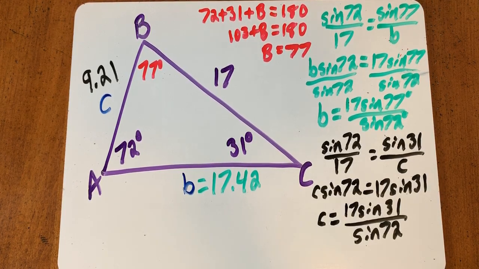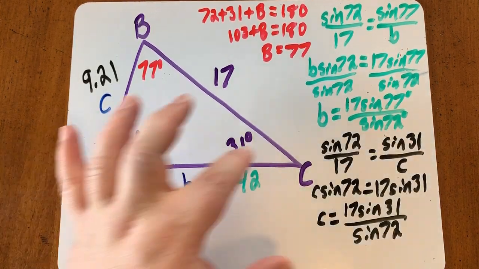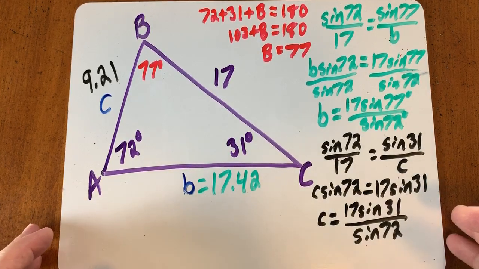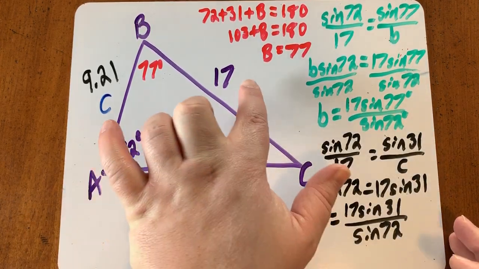We use the triangle angle sum theorem to find the third angle. And then we use the law of sines to find the missing two sides. So that's if you have two angles and a side that's not between them. So the other case would be two angles and a side between them.